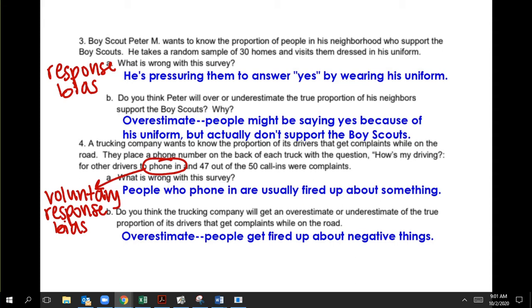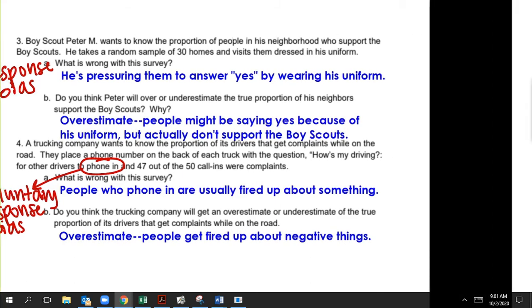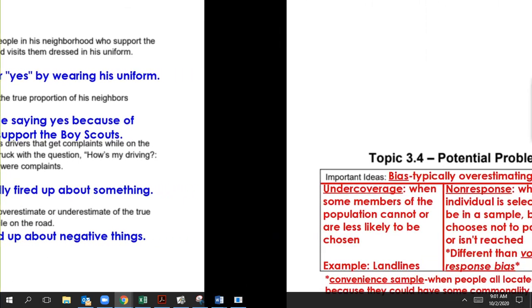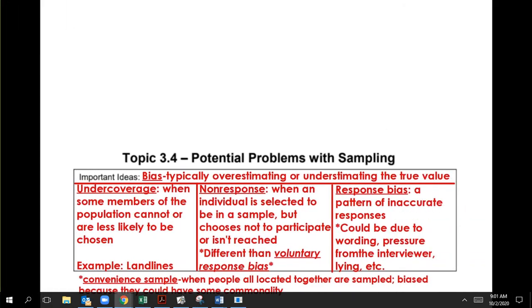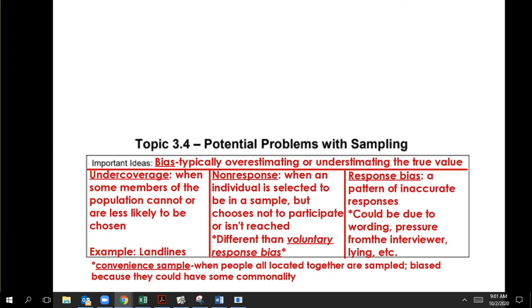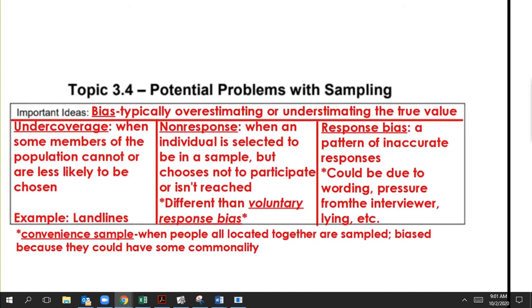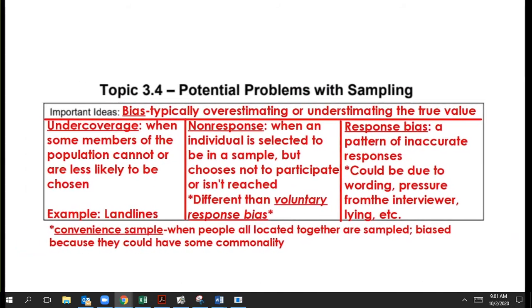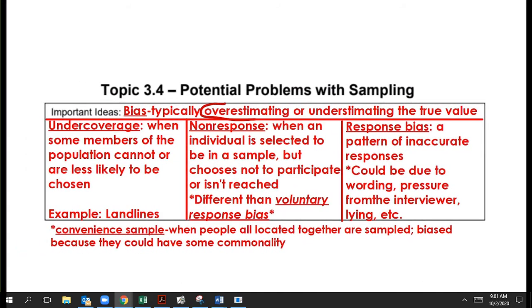Now I want to go into the important ideas box and explain some of these types a little further, and then just define bias as a whole. So first, bias is when you typically overestimate or underestimate the true value. I'm going to write a little note. I'm going to circle that overestimating or underestimating, and I'm going to do it again. I always spell something wrong there. Underestimating.